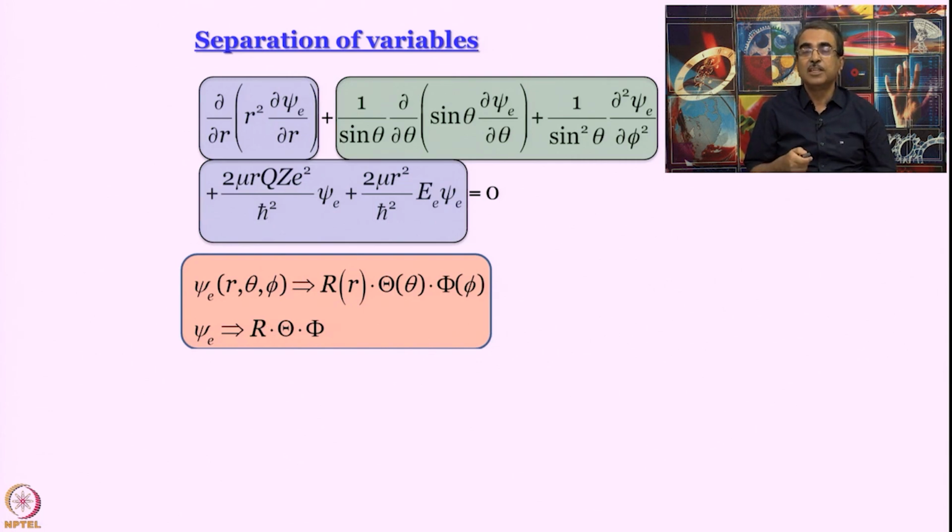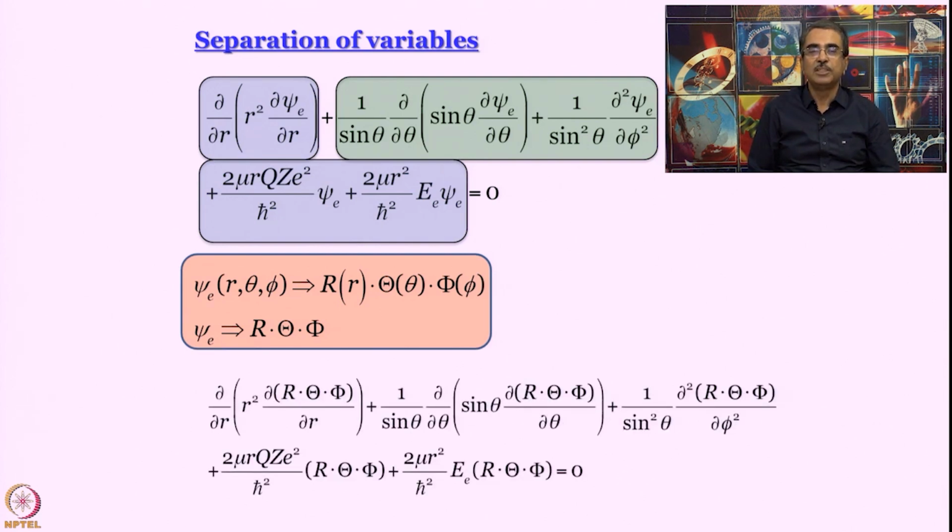Capital R is a wave function that is written only in terms of small r. Capital theta is a function of theta only, not r, not phi. Capital phi is a function of phi only, not r, not theta. So small letters are coordinates, capital letters are wave functions. How is it that we can write it? Well, we are doing separation of variables and these are all independent coordinates. Okay. So let us write that. This is what your equation becomes.